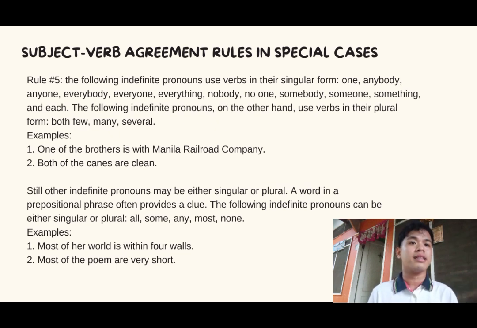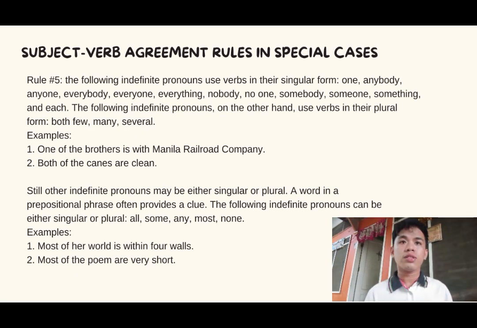So indefinite pronouns that can be either singular or plural. These pronouns can use either singular or plural verbs depending on the context. A prepositional phrase often provides a clue. Like all, some, any, most, and none. So these are the indefinite pronouns that are allowed to use a singular verb form. So these are the examples. Most of our world is within four walls. And it can also be used with a plural form of the verb, which is are. So for the second example, most of the poems are very short.